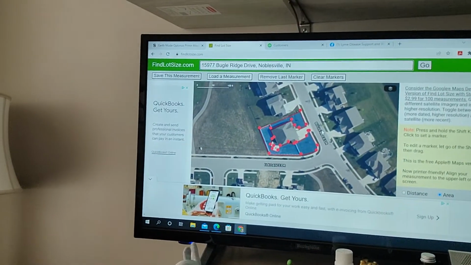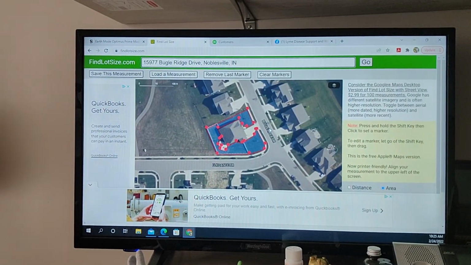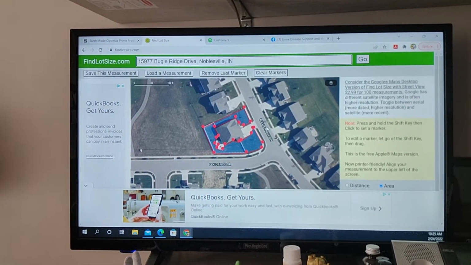So anyway, this guy calls me yesterday. I get his information before I send the estimate out this morning, and his lawn came out to 10,250 square feet. I'm going to do a quick shot over here of my screen so you can see what I'm dealing with. Okay, findlotsize.com. I punched in the address, and it gave me an idea of what the total square footage is.